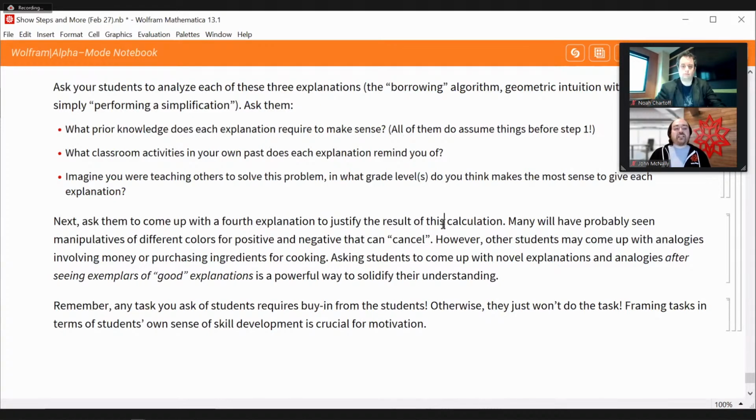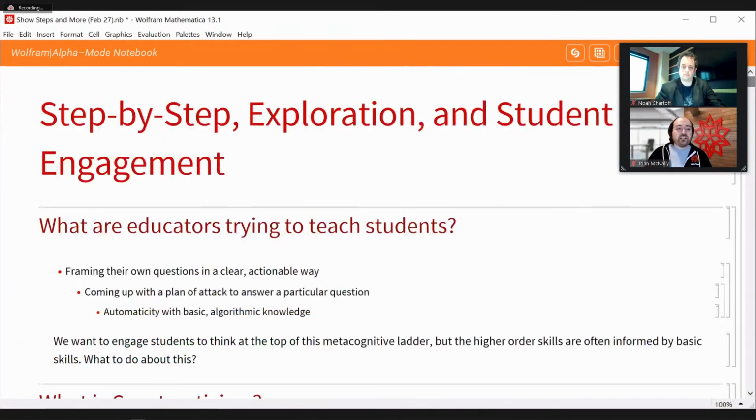So framing tasks in terms of your students' own sense of skill development by reminding them about metacognition, reminding them about this hierarchy of metacognitive skills that go from, again, I'll just show briefly back up at the top, automaticity with basic algorithmic knowledge can be handy in various contexts. But what is usually more immediately important to people is to be able to frame their own questions in a clear way. And in between those two is coming up with a way to solve particular problems that connect these big questions with the nitty-gritty details of what you're familiar with.